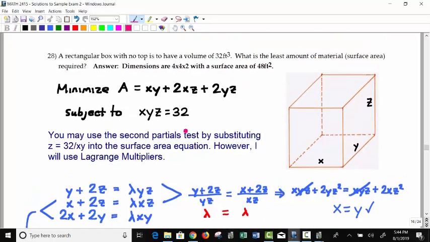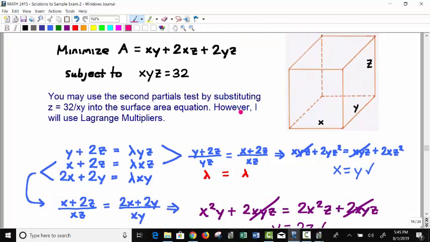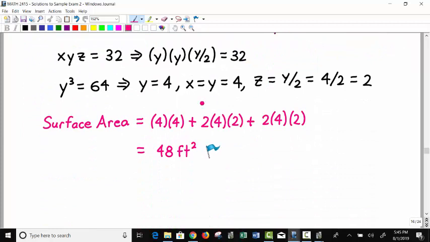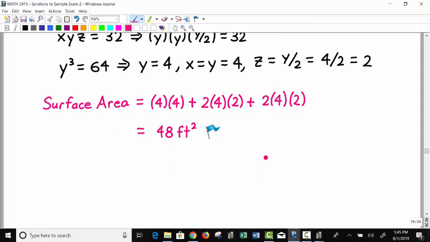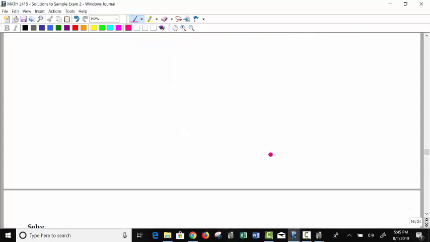And then to calculate the surface area, you just put 4, 4, 2 into that equation right there. It may only ask for the dimensions, but if it wants the actual value, you just take those 4, 4, 2, plug them in, which I did right down here. There we go. That's easy enough. 48 square feet. Not too bad.